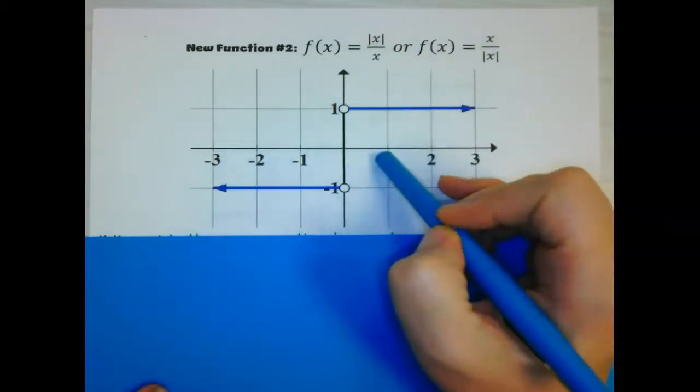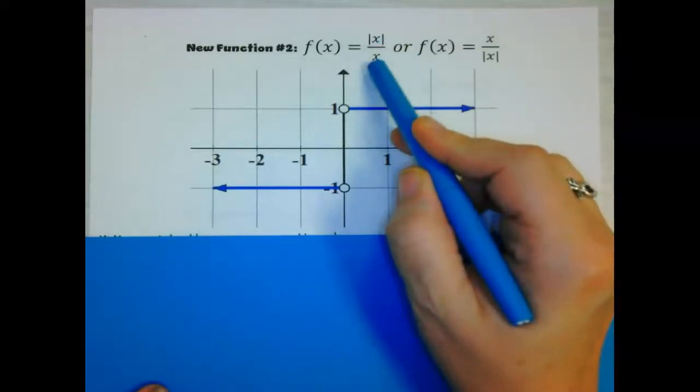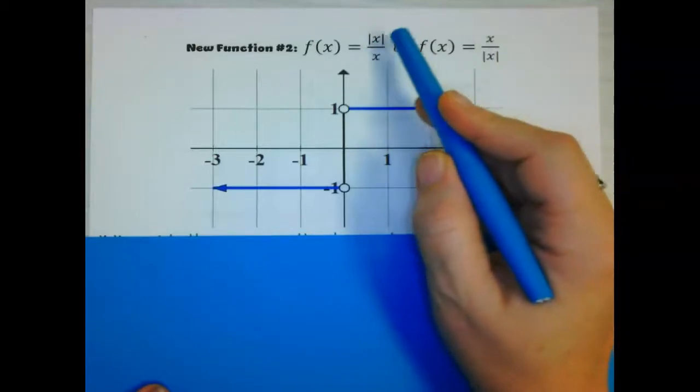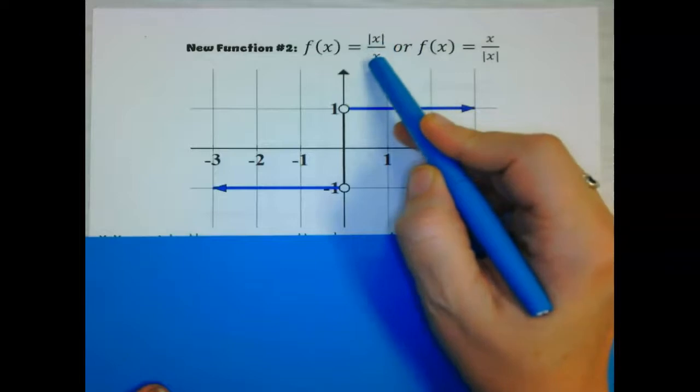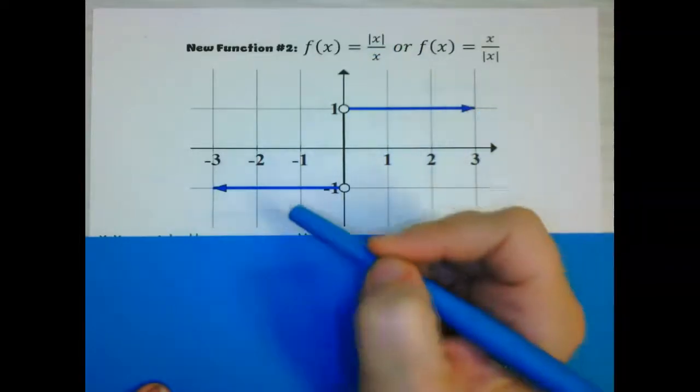So let's say my x is 1. So when I take the absolute value of 1 and divide it by 1, I get 1. When I take the absolute value of 2 and divide it by 2, I get 1. When I take the absolute value of 3 and divide it by 3, I get 1. So you can see all of the points right here are on that horizontal line.